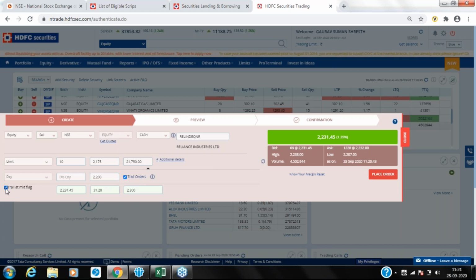In case I don't want my stop loss to trail from the current price, I can untick it and I can enter a higher value, let's say 2250. What this means is the stop loss will not trail till the market reaches up to 2250 level. So just like a bracket order, everything will remain as it is. The only difference will be that this order can be executed for a stock which is already in our Demat account, whereas bracket order can be executed strictly for intraday.